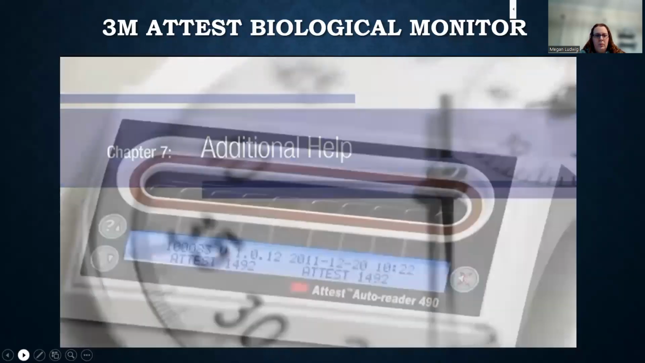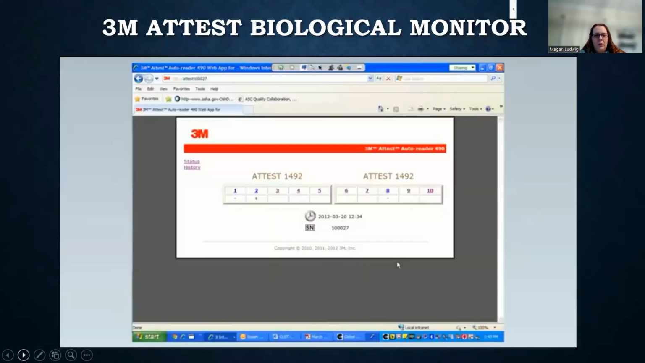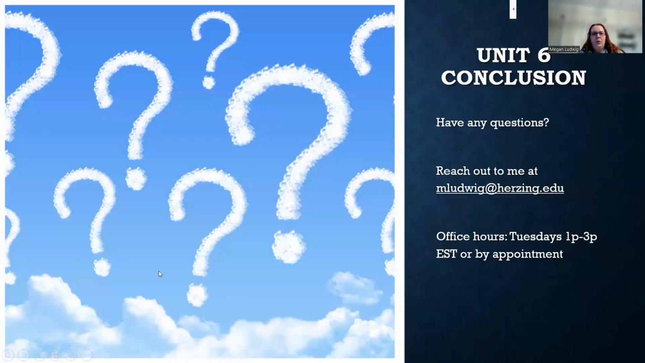Need help using the A-Test Auto Reader 490 and the A-Test web app? There. So hopefully that was beneficial to you in multiple ways. First, to be exposed to what the biological indicator is, how you're going to load it onto the reader, and how to keep record of it.